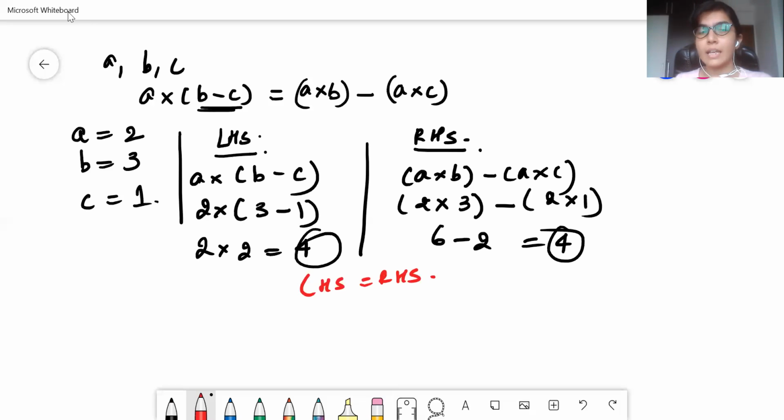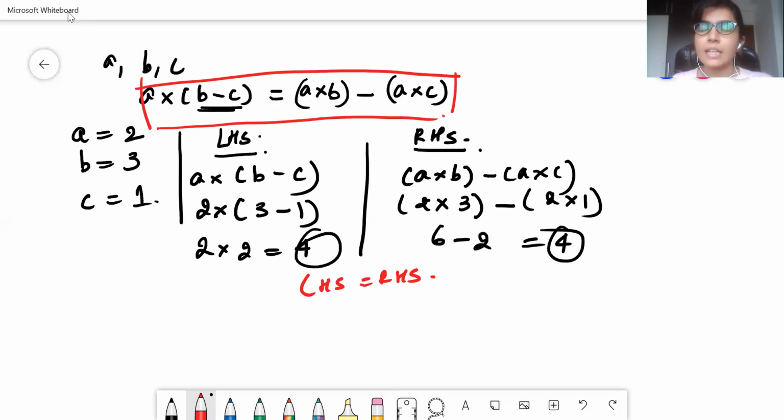So it's a property, it's already proved by the scientists. A into B minus C is A into B minus A into C. Here A gets distributed over B and C. So that's how you have to do this. Now, how is it going to help you, how are we going to solve questions using this? I'm going to take two quick examples for all of you to understand.